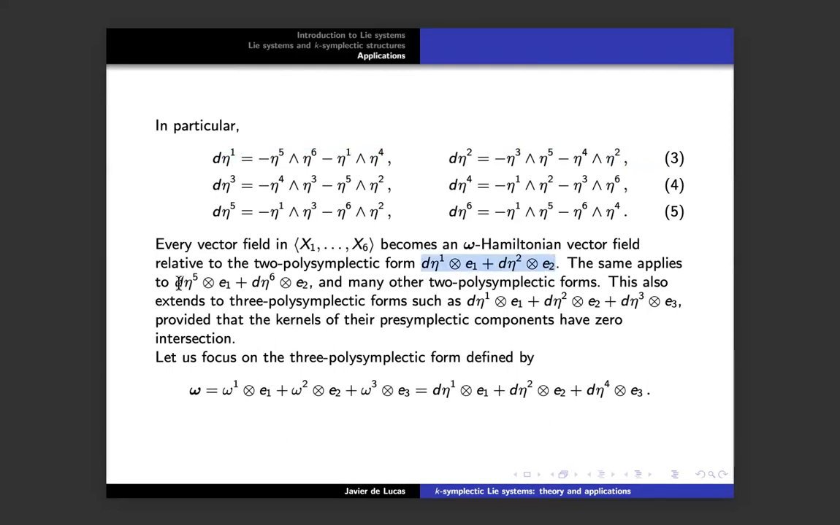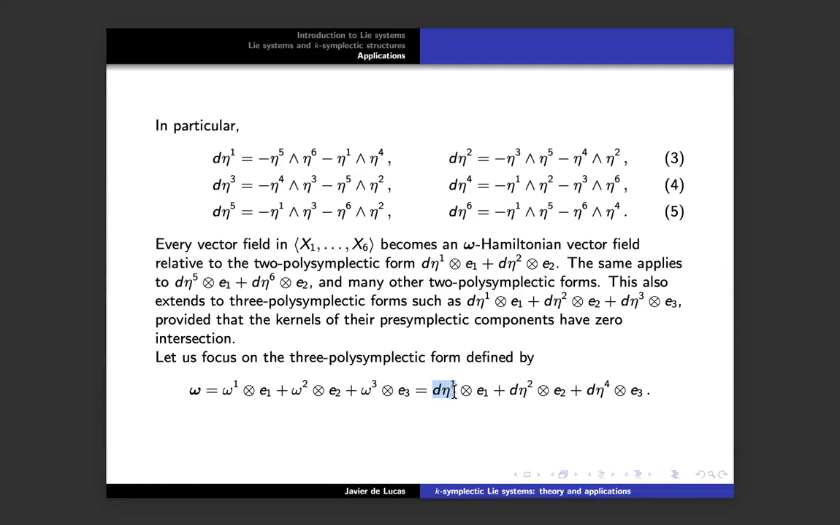You can do this in many, many ways, and most of them are quite trivial. And these forms, by construction, since they are the differential of these invariant forms, have zero Lie derivative with respect to our vector fields X1 to X6. That guarantees that these vector fields are Hamiltonian.